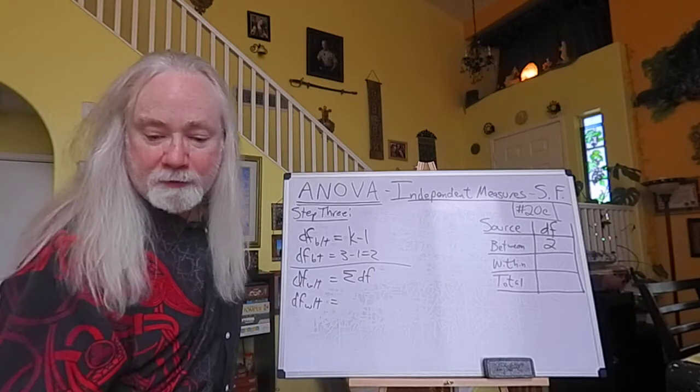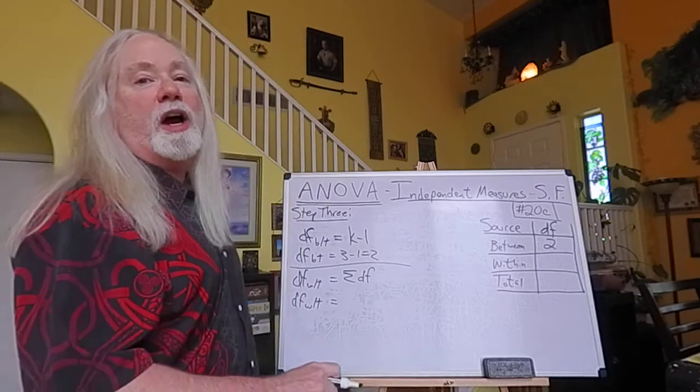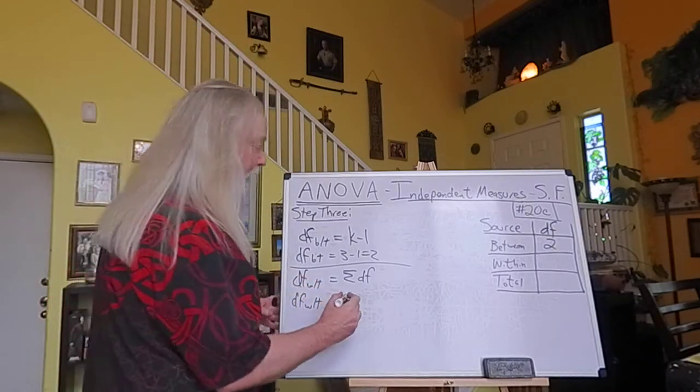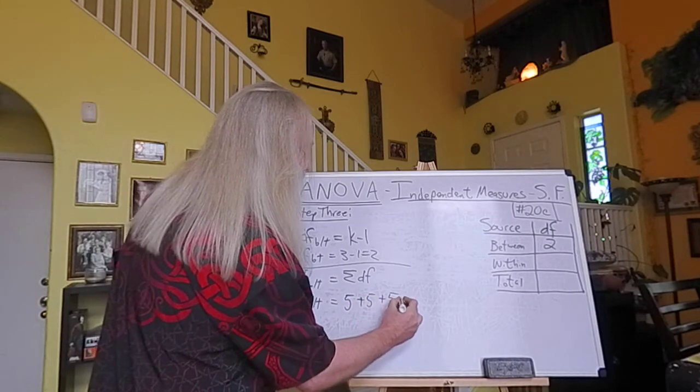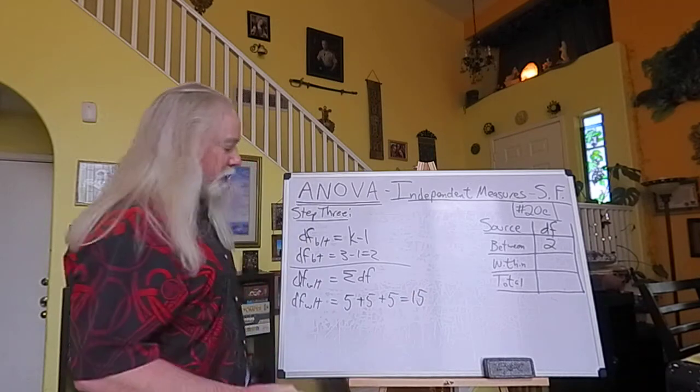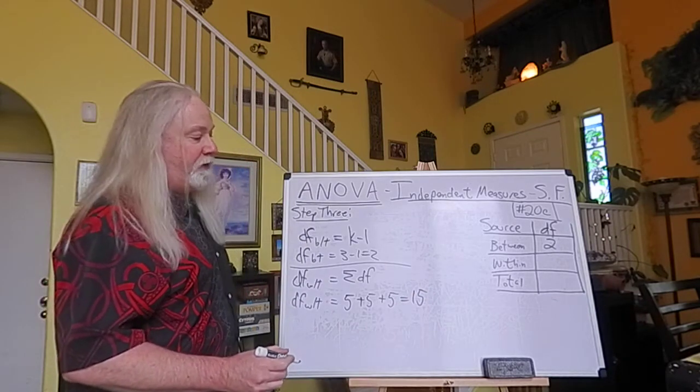Well, how many people are in the first sample? We can see that 6 are. So what's the degrees of freedom? 6 minus 1 is 5. And 5. And 5. So our degrees of freedom within treatments is 15 points.